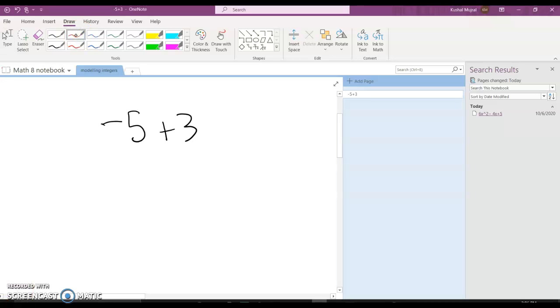Welcome to modeling addition and subtraction. So if you were to do a question like this one, first thing you'd have to do is draw this thing over here.